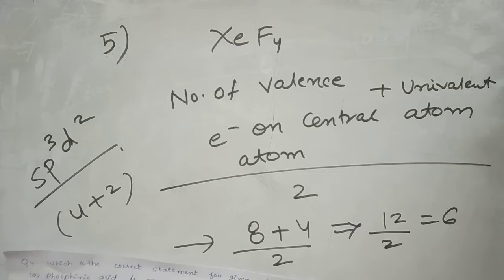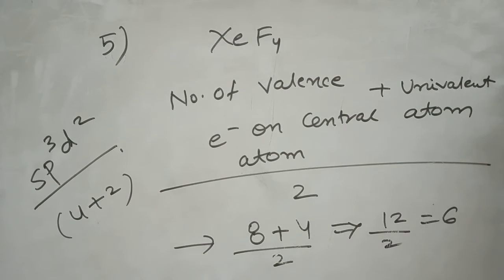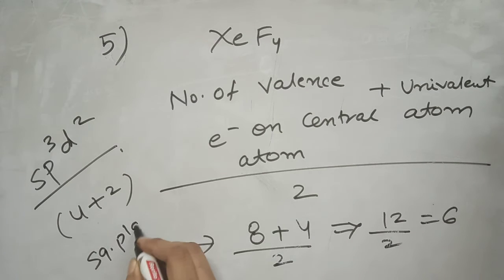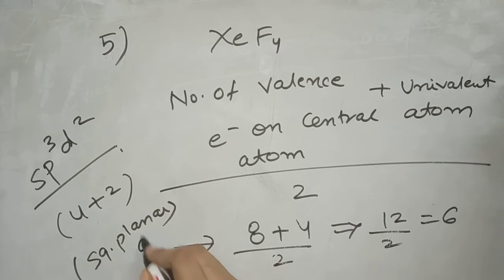It should be octahedral, but here there are 2 lone pairs, that means it is square planar. Okay, geometry is square planar specifically. It is octahedral, but since there are 2 lone pairs present over here, it is square planar. That means D will be the correct option.